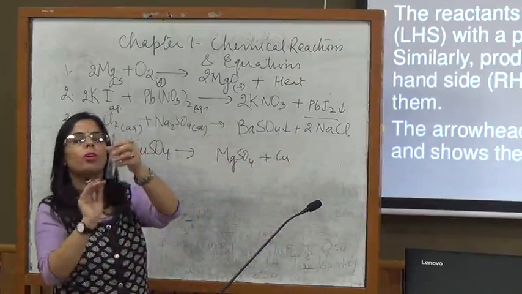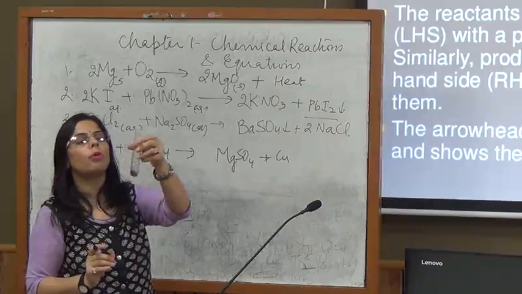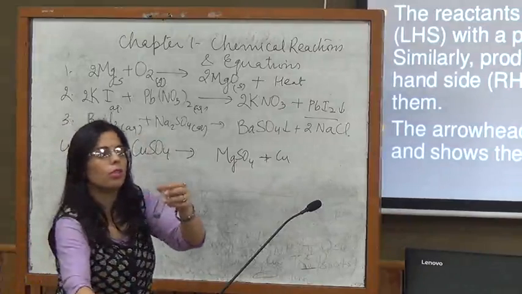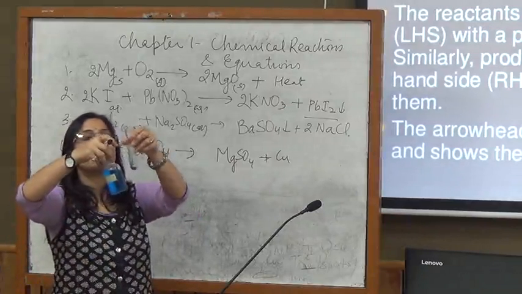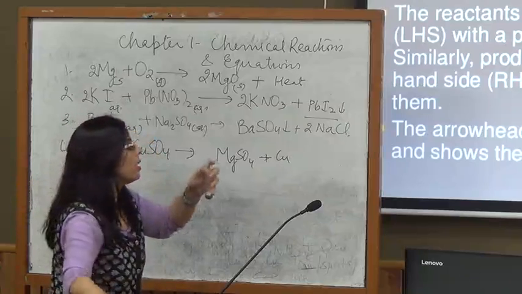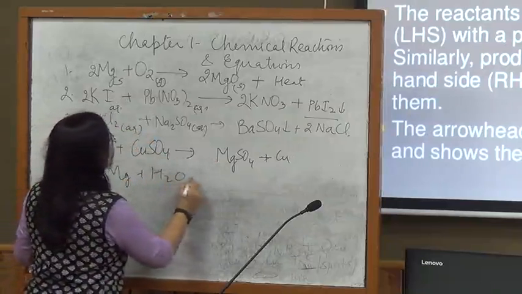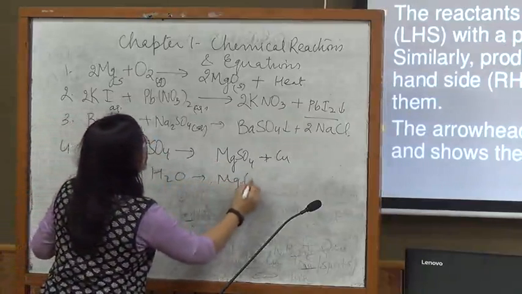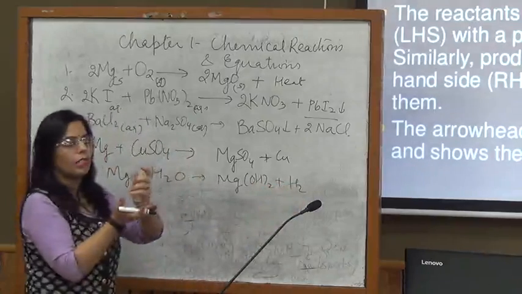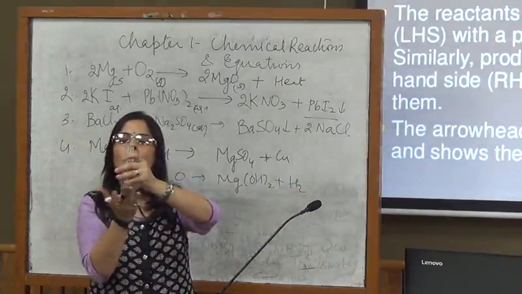You observe that on the magnesium ribbon there is a reddish brown coat, and the color of the solution is fading. Magnesium sulfate wouldn't have a color, whereas copper sulfate had a color. But there is yet another reaction, that magnesium reacted with water, producing magnesium hydroxide and hydrogen gas. And there is evolution of heat. If you touch this boiling tube, you sense the heat.